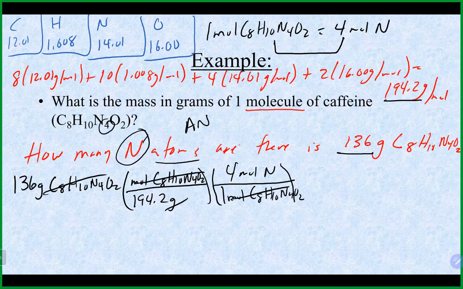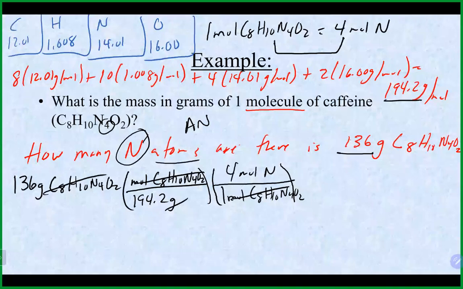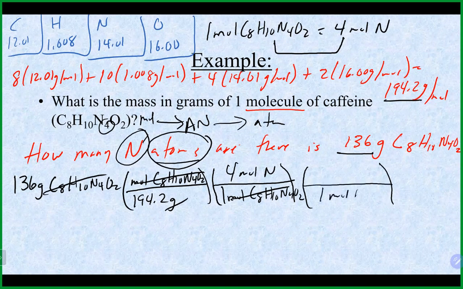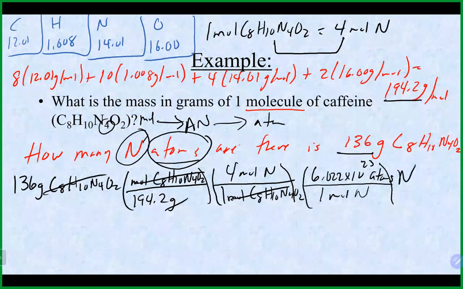If I stop my calculation here, I'm actually in moles of nitrogen. Now, in this case, we're actually looking for atoms of nitrogen. So we want to go from moles to atoms, and that is going to be Avogadro's number. That's going to allow us to do that. So here we actually do not need the molar mass of nitrogen, but we do need Avogadro's number. And in 1 mole of nitrogen, there would be 6.022 times 10 to the 23 atoms of nitrogen. The moles of nitrogen will cancel each other out.